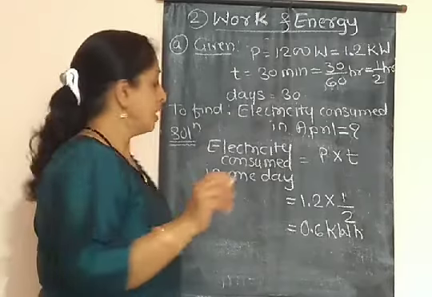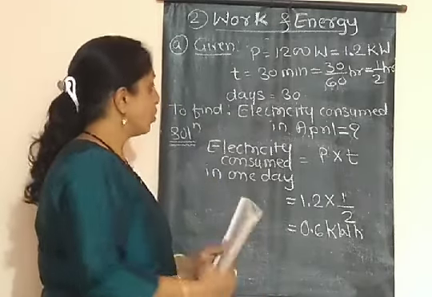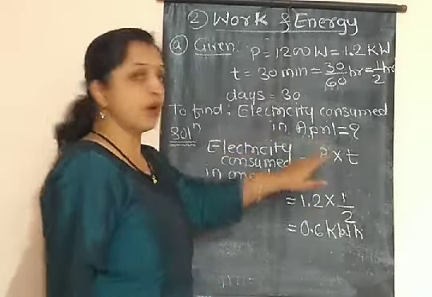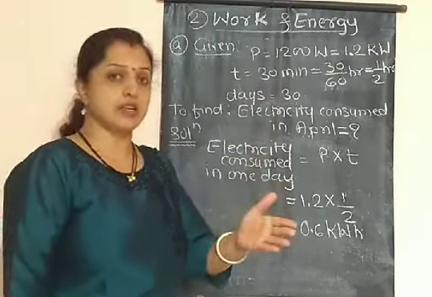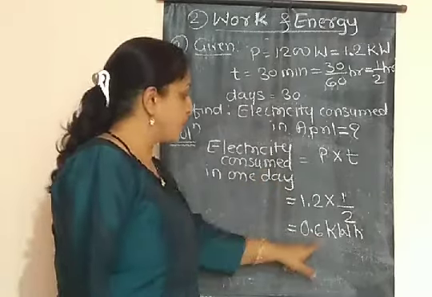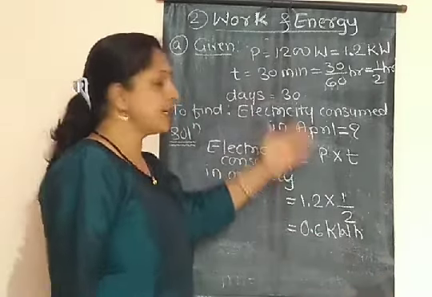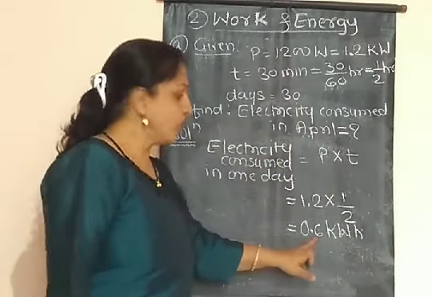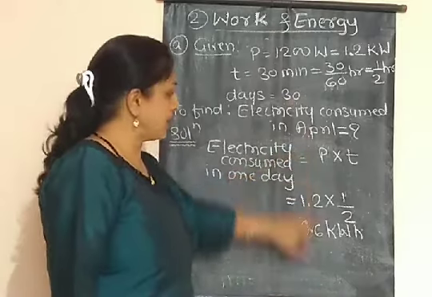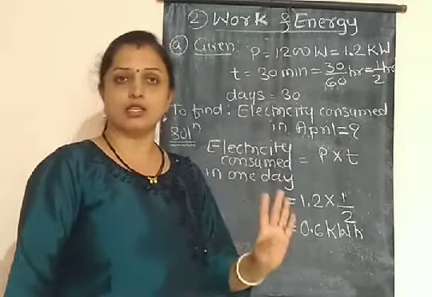Got it? Now after that we have to find out the total electricity consumed in the month of April. And we know in the month of April there are 30 days. So for 1 day, if 0.6 kilowatt hour of electricity is consumed, then in 30 days how much electricity will be consumed? So we have to find out by using multiplication of these two quantities: 0.6 multiplied by 30. Got it?